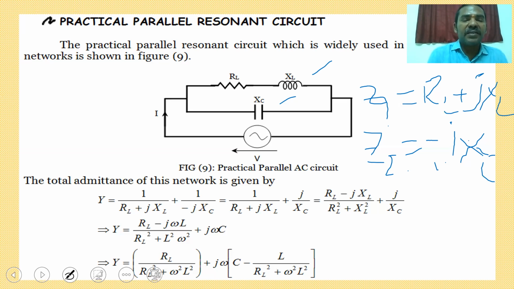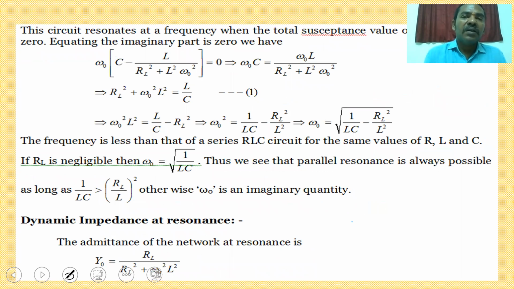And the imaginary part is j times (omega C minus L divided by RL square plus omega square L square). So according to the resonance condition, the net reactance value is equal to 0. If you substitute net reactance equal to 0, omega naught C minus L divided by RL square plus L square omega naught square is equal to 0. So omega naught C is equal to omega naught L divided by RL square plus L square omega naught square, or RL square plus (omega naught L) square is equal to L by C.